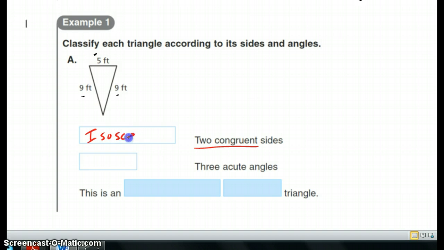isosceles. That's a hard word to spell. Isosceles. And looking at my angles, well, that's less than 90. That's less than 90. And that one is definitely less than 90. So if I have three acute angles, it is an acute triangle. So the two names for this triangle are isosceles and acute.